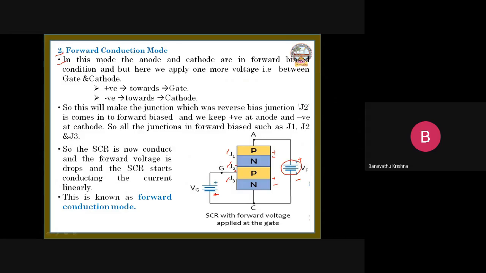In this mode, the anode and cathode are in forward biased condition, but here we apply one more voltage, that is in between gate and cathode. Here the positive terminal is towards the anode and negative terminal towards the cathode. So this will make the reverse biased junction J2 come into forward bias. So here we keep positive at anode and negative at cathode, so all the junctions are in forward bias, such as J1, J2 and J3.